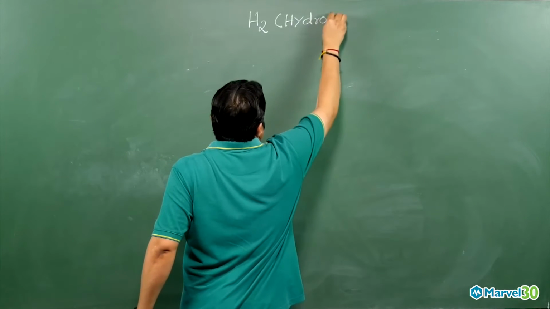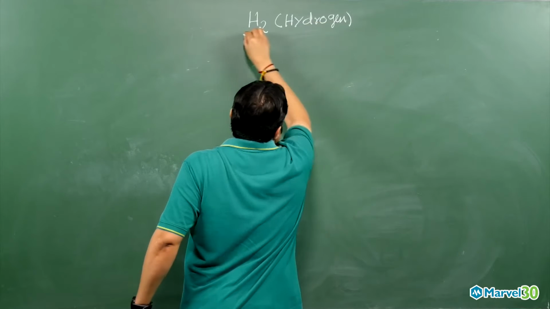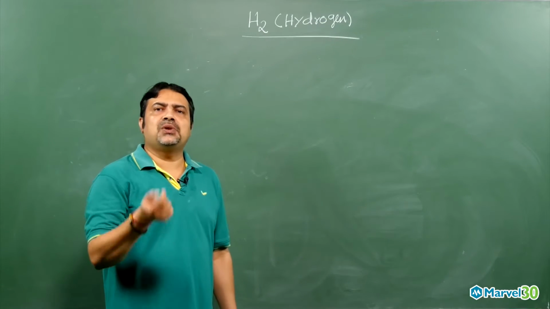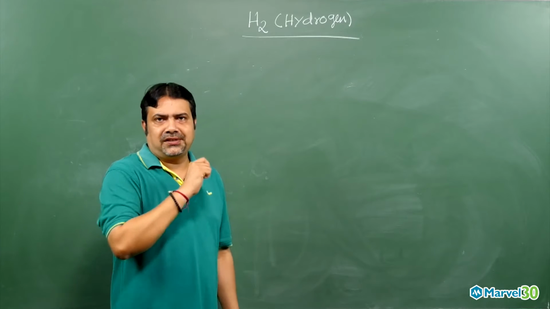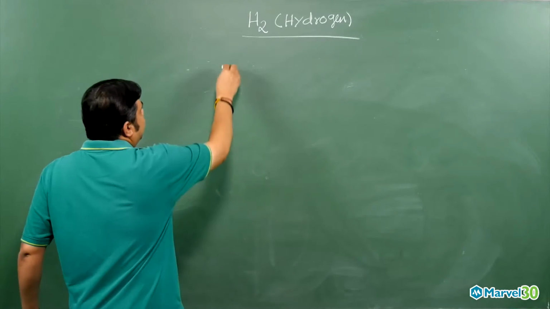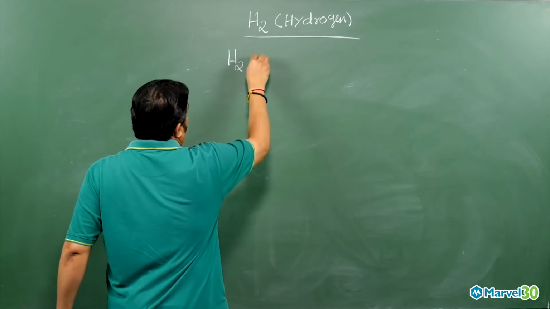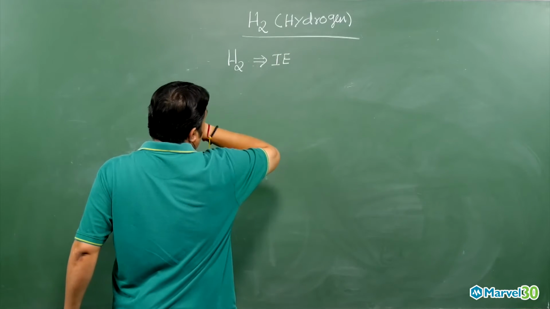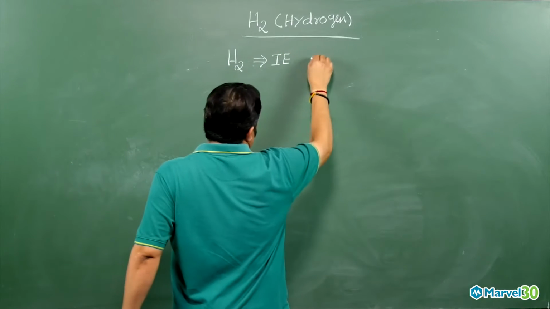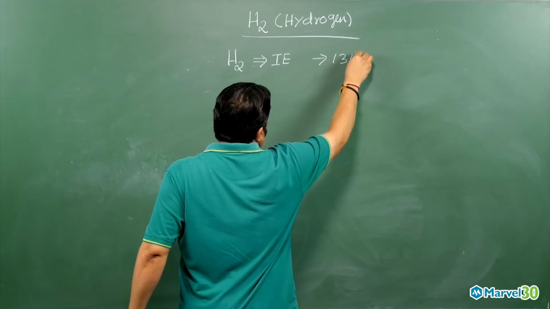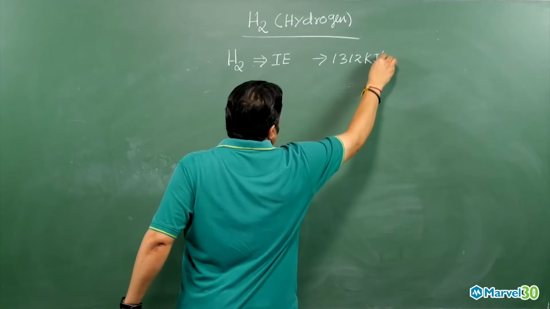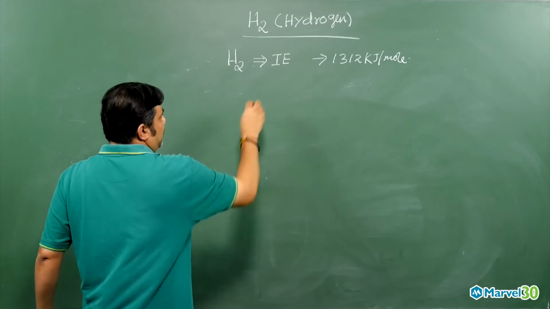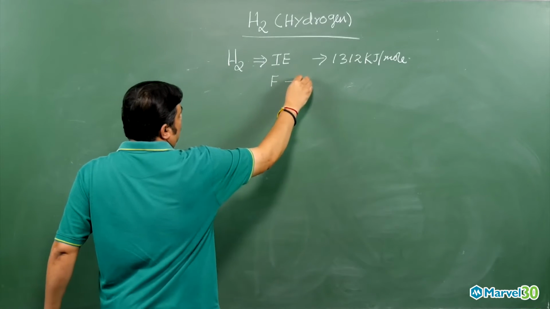Now hydrogen is placed in group 1, but hydrogen has a similarity with group 1 elements as well as group 17 elements. We will see over there. If you look at the ionization energy for a hydrogen atom, it will be around 1312 kilojoule per mole. So, it will be very similar to fluorine.